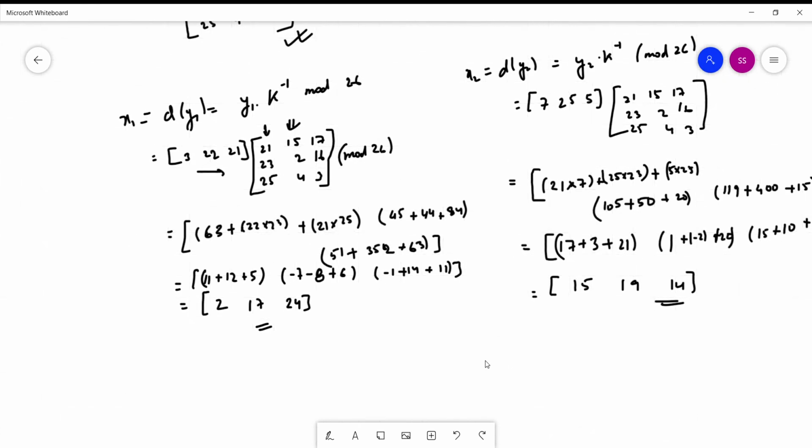So this was one example of Hill cipher, but if you want to command Hill cipher, you will have to practice many questions because you can make many mistakes in this Hill cipher.